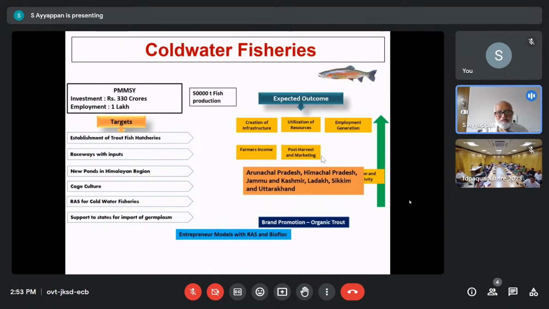Now, cold water fisheries, another huge fisheries, and mostly we also talk of aquaculture of some of these species. Right now, it is mainly rainbow trout and possibilities, but brown trout as we go to higher altitudes is a possibility. Now, some of these species are being discussed.